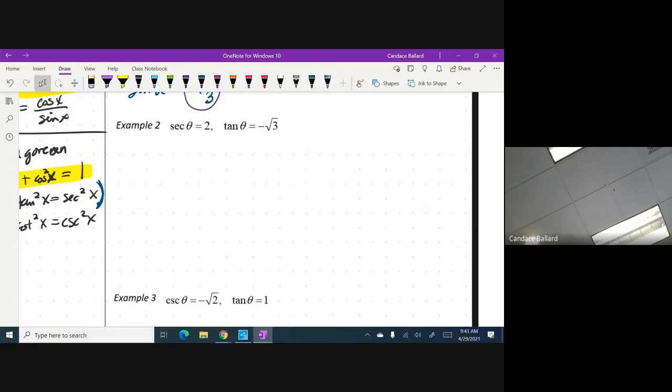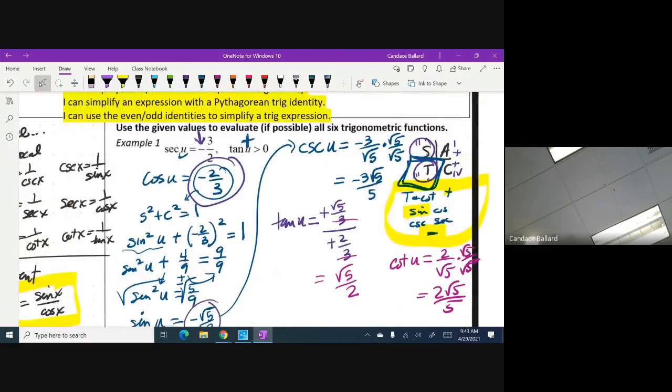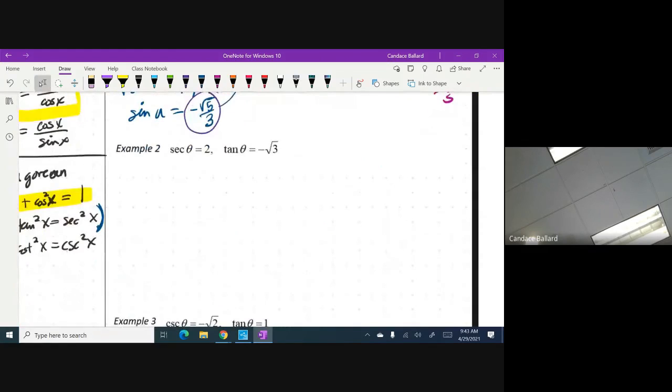Look at this. This last one, they said, hey, you don't have tangent. You just know that tangent's positive. But check this one out. They gave us secant and tangent. You know what that means? Two reciprocal identities. Woohoo! We like that, right? Reciprocals are the best.